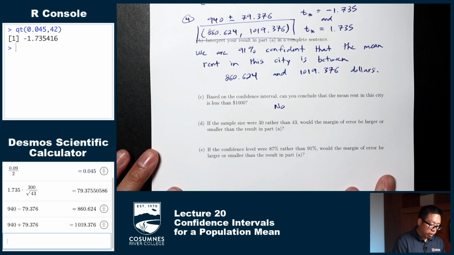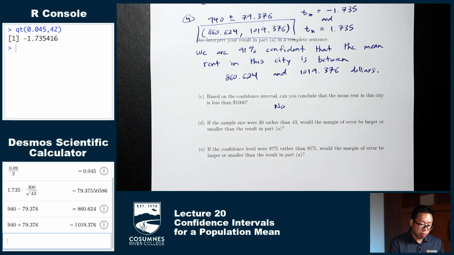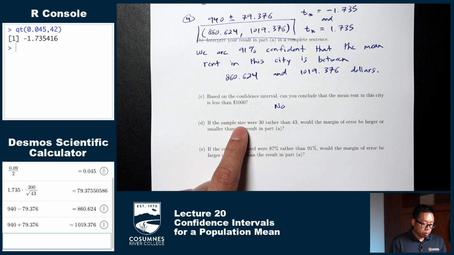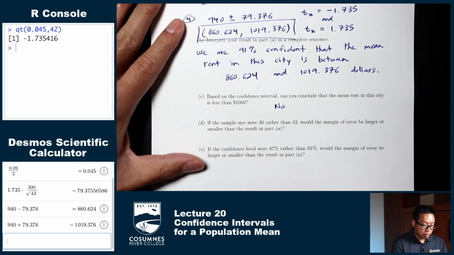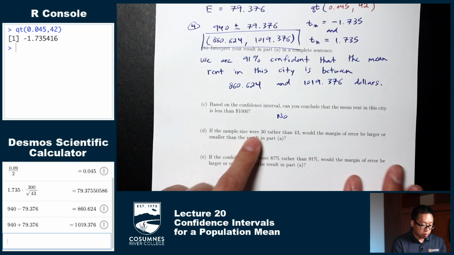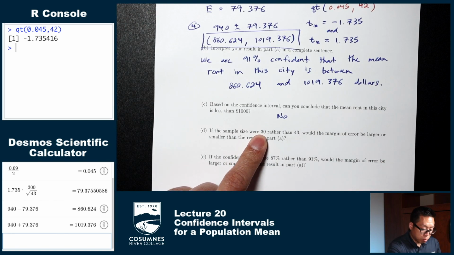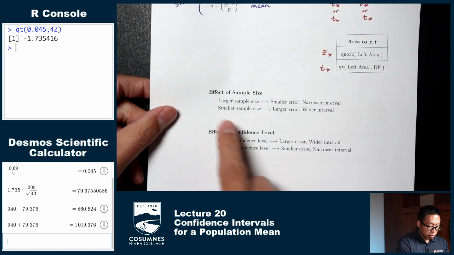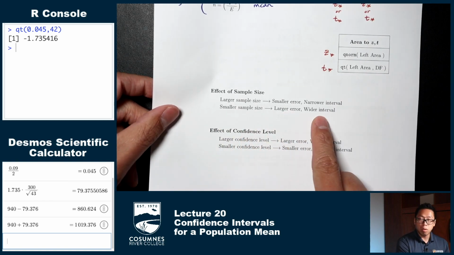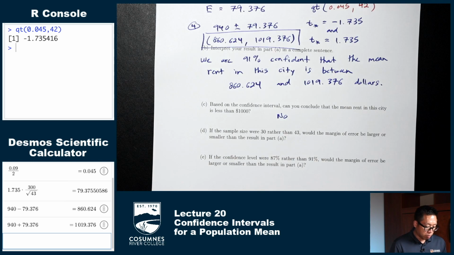Part D, if the sample size were 30 rather than 43, would the margin of error be larger or smaller than the result in part A? So this is a question of, if we change the sample size, what happens to the margin of error, or what happens to the width of the interval? Originally it was 43, so a sample size of 30 would mean a smaller sample size. Smaller sample size, larger error, wider interval. So a smaller sample size would be a larger margin of error.